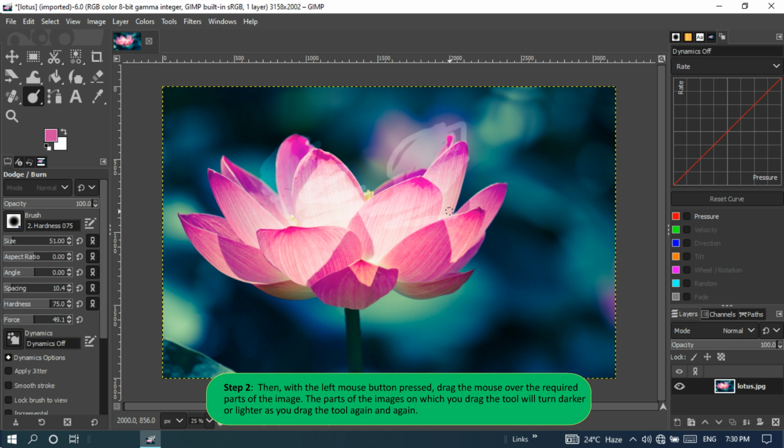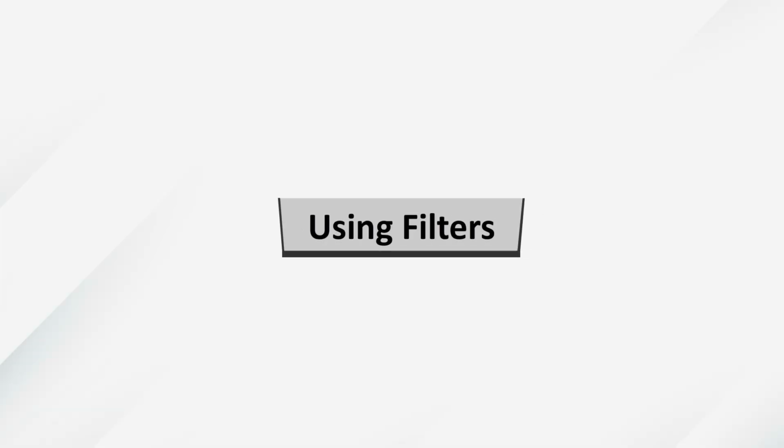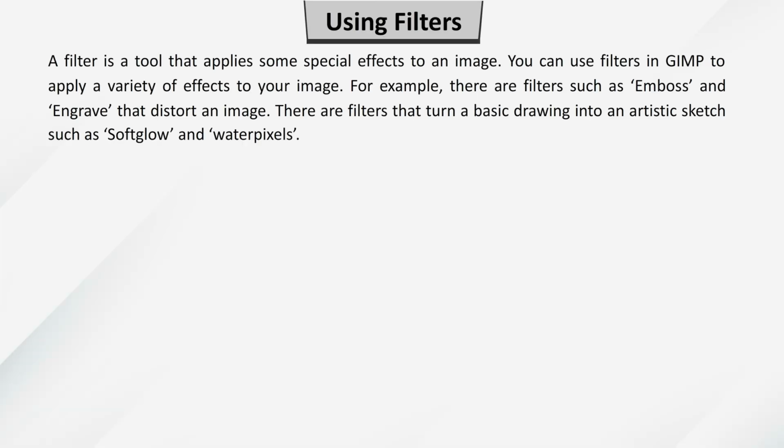Using filters. A filter is a tool that applies some special effects on an image. You can use filters in GIMP to apply a variety of effects to your image. For example, there are filters such as Emboss and Engrave that distort an image. There are filters that turn a basic drawing into an artistic sketch, such as Soft Glow and Water Pixels.